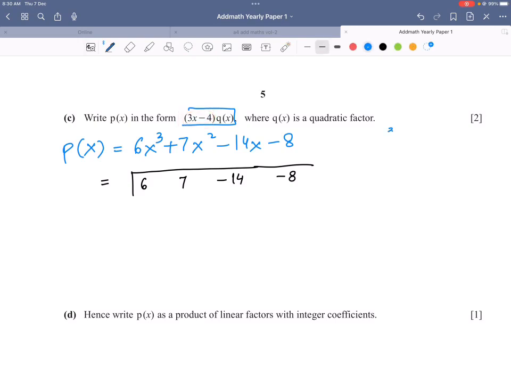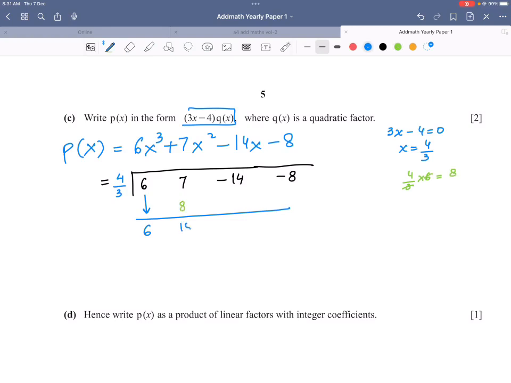So if I'm going to place 3x minus 4 equal to 0, I get x equals 4 over 3, right? So I will use 4 over 3 here and apply the synthetic division. The first value is the same, that is 6. Now we need to multiply 4 over 3 by 6, and 4 over 3 times 6 will be 8.